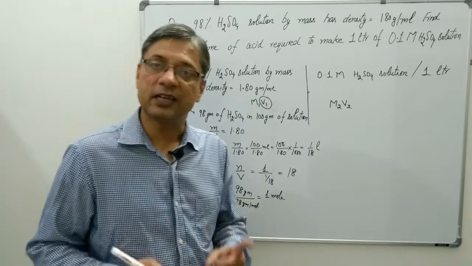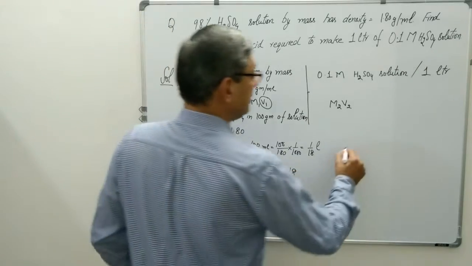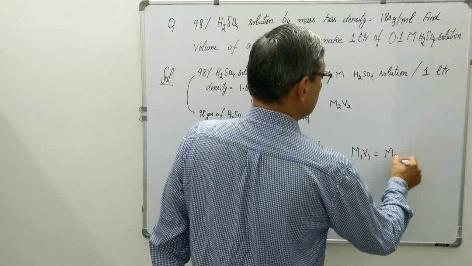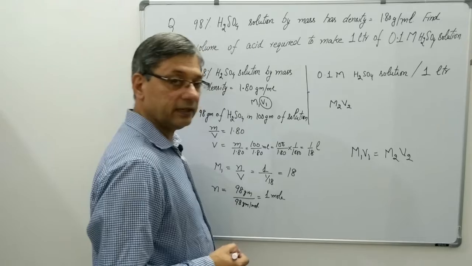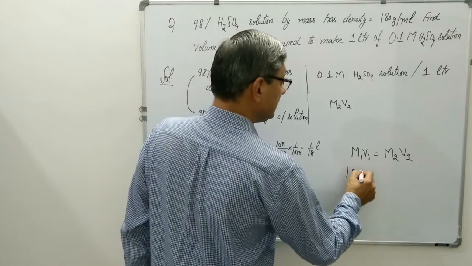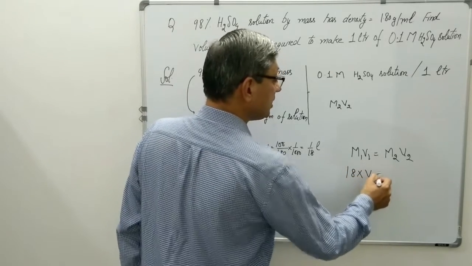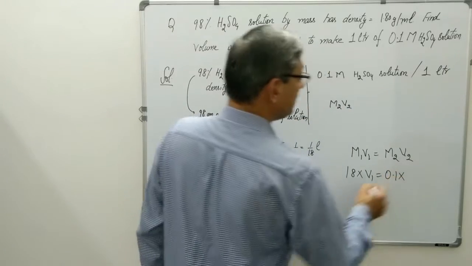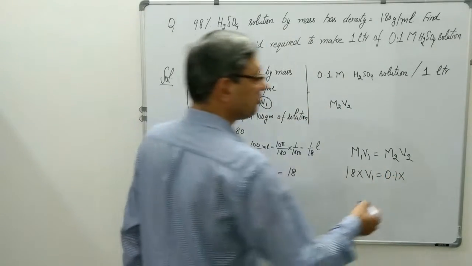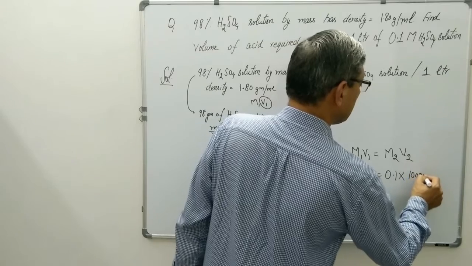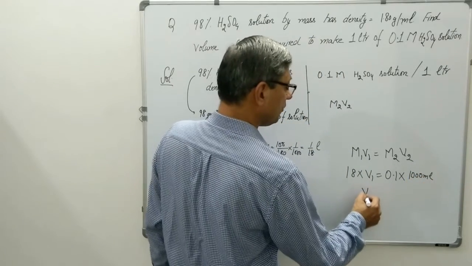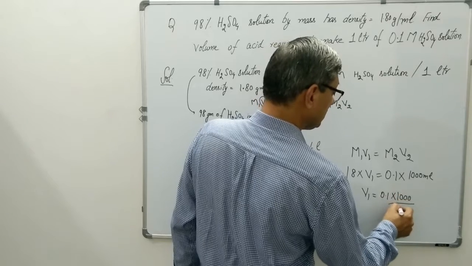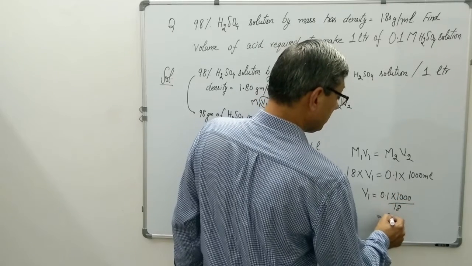Now I can use the dilution equation formula. According to the formula, M1V1 is equal to M2V2. Correct? M1 is 18. V1 we have to calculate. M2 0.1 and V2 is 1 liter, convert it into ml and it will be 1000 ml. Further solving, V1 will be equal to 0.1 into 1000 upon 18 and the answer will be 5.55 milliliters.